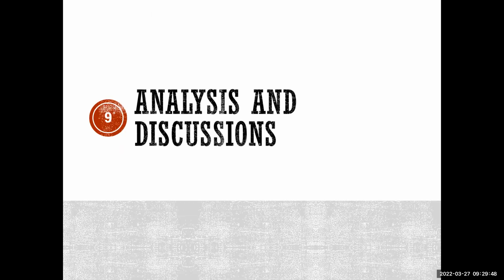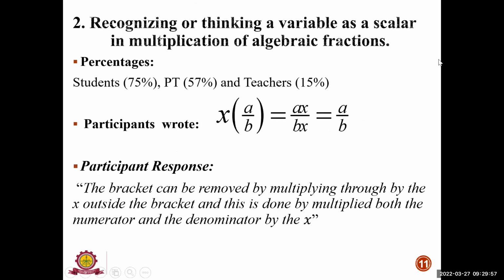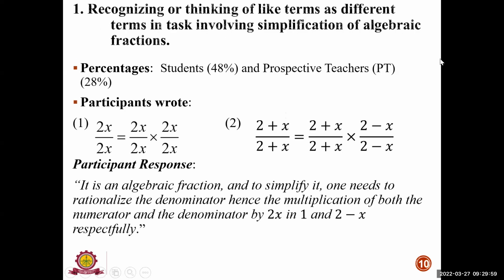Now, analysis and discussion of the 7 identified misconceptions. The first one was seeing like algebraic expressions as different ones. On this conceptual misunderstanding, 48% of the students depicted this form of conceptual misunderstanding, and 28% of the prospective teachers also depicted it.